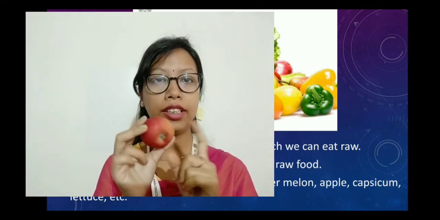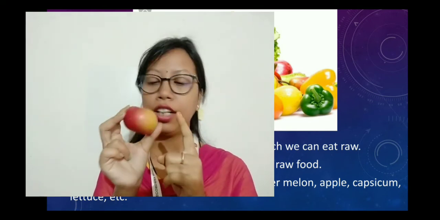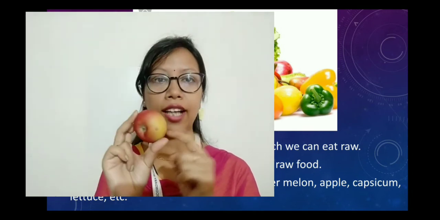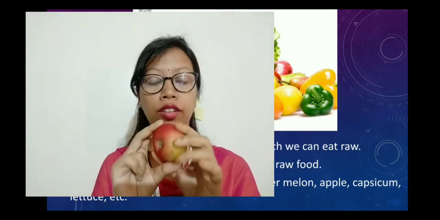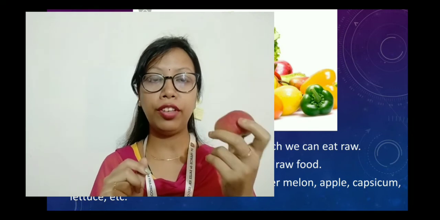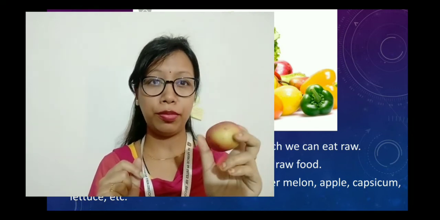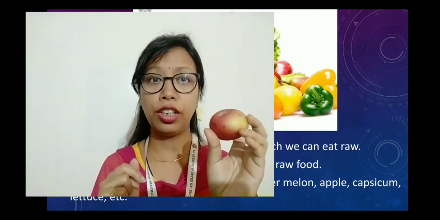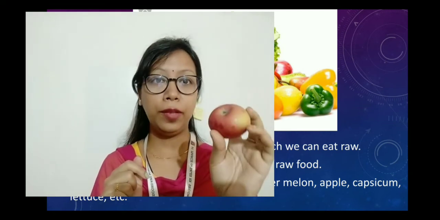For example, this is an apple. This is an apple. This is a fruit, right? And it can be eaten raw. Your mama, whenever you think that you want some fruits, your mommy gives you an apple to eat, right? Does she cook? No. We eat it raw.